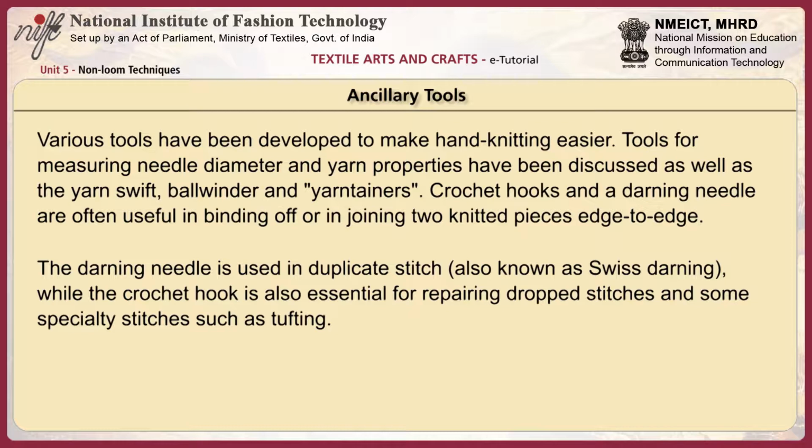Various tools have been developed to make hand knitting easier. Tools for measuring needle diameter and yarn properties have been discussed above, as well as the yarn swift, ball winder and yarn tainers. Crochet hooks and a darning needle are often useful in binding off or in joining two knitted pieces edge to edge. The darning needle is used in duplicate stitch, also known as Swiss darning, while the crochet hook is essential for repairing dropped stitches and some specialty stitches such as tufting.